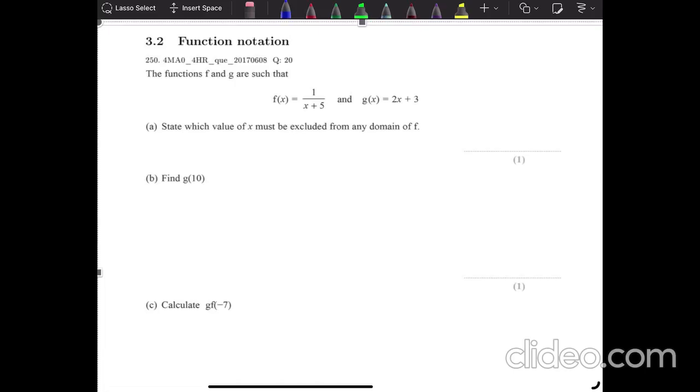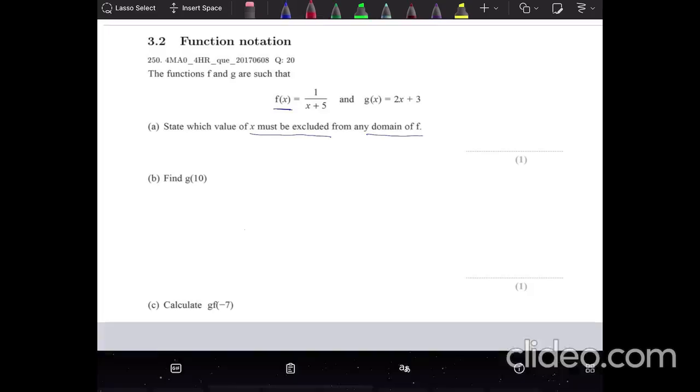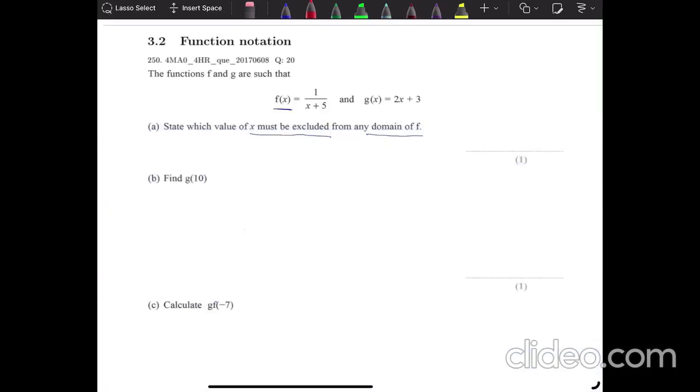what values of x must be excluded from the domain of f. They want the numbers which must be excluded from the domain of f. So in that case, we need to observe the function f(x) and see whether my variable x is coming in the numerator or the denominator. If your variable is coming in the denominator, like in this case, you just have to set this denominator equal to 0.